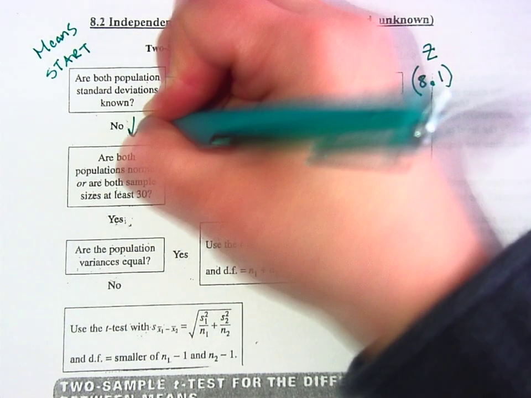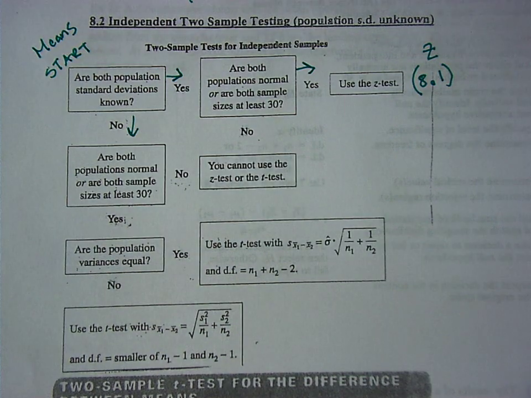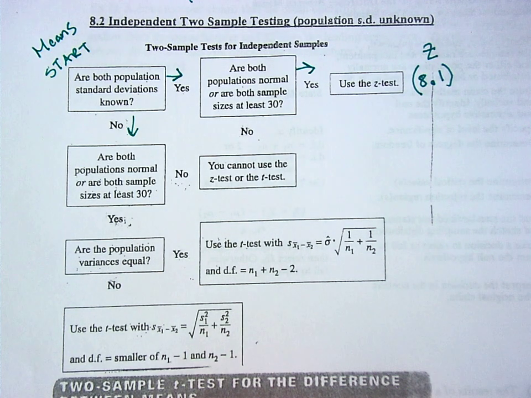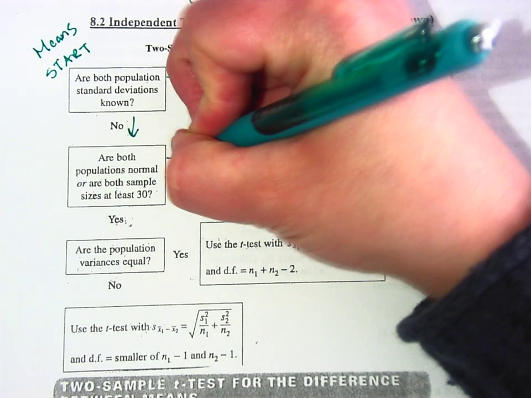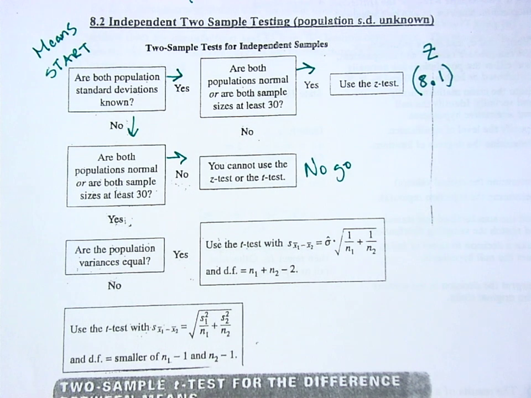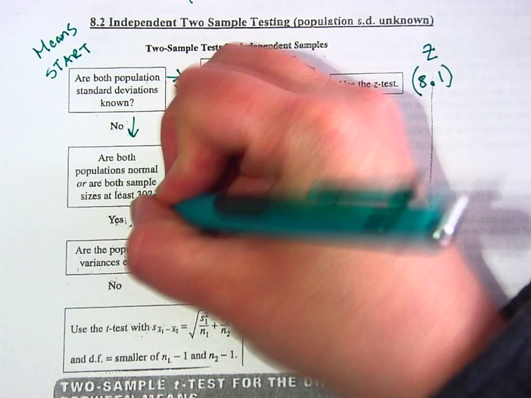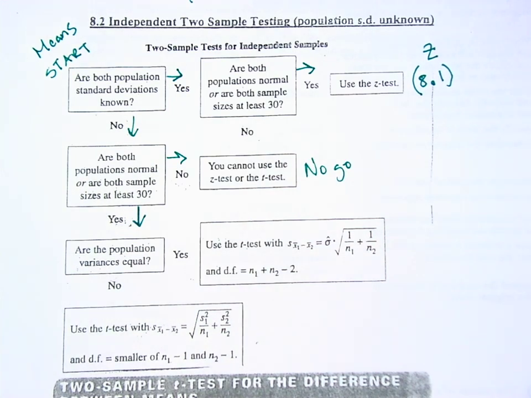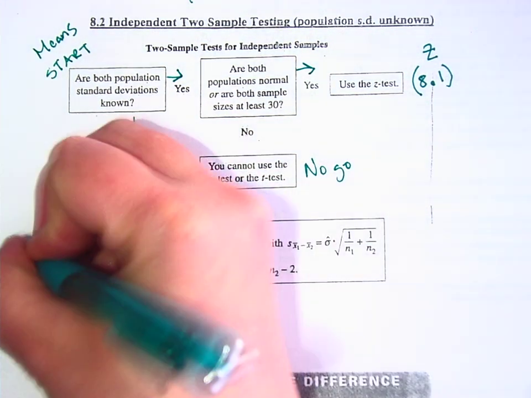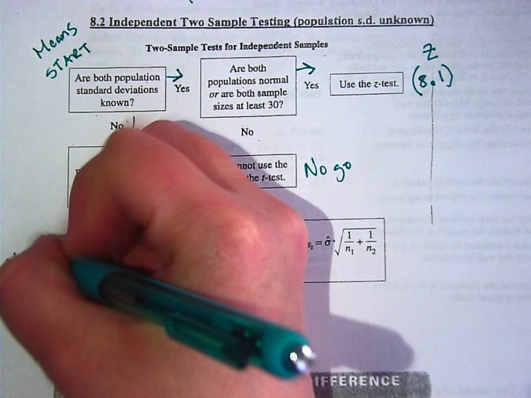So if the answer is no, that both populations are normal, or that the population standard deviations aren't known, if they're not normal or both the sample sizes are at least 30, then you cannot do this. So this is like a no-go type scenario. If you hit this, then you just can't do it at all, and you say impossible. If the population is normal or both samples are at least 30, then the question is, are the population variances equal, which means basically, do they vary equally?